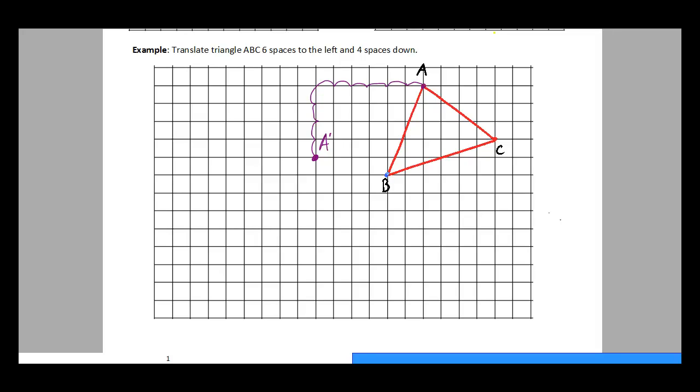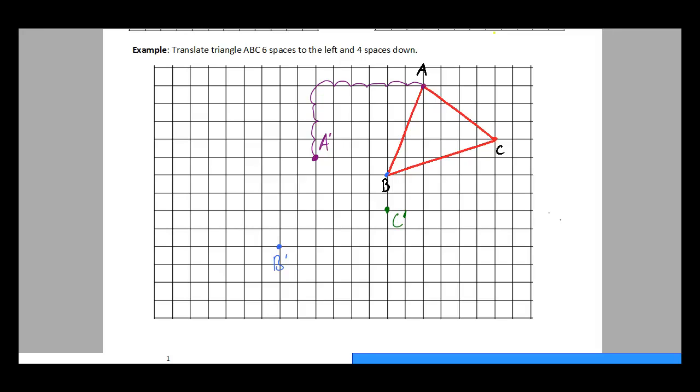I can do the same thing with B. You don't have to count out the boxes, you can just count it out. So 1, 2, 3, 4, 5, 6 boxes over to the left, and 1, 2, 3, 4 boxes down to find B prime. And for C prime, same thing. 1, 2, 3, 4, 5, 6 boxes to the left, 1, 2, 3, 4 boxes down. And there is C prime.